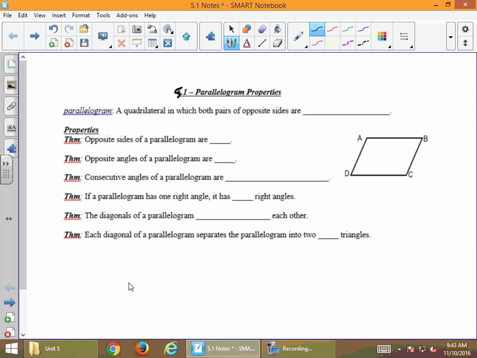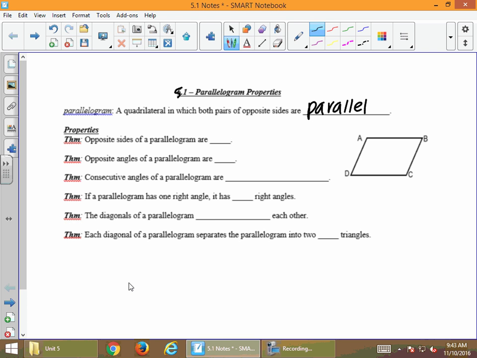The first type of quadrilateral we are going to talk about. What is a quadrilateral? A figure with how many sides? 4. A 4-sided figure. Okay. First type is a parallelogram, which is a quadrilateral in which both pairs of opposite sides are parallel. So that is a known fact. If you're given a parallelogram, you automatically know those opposite sides are parallel.